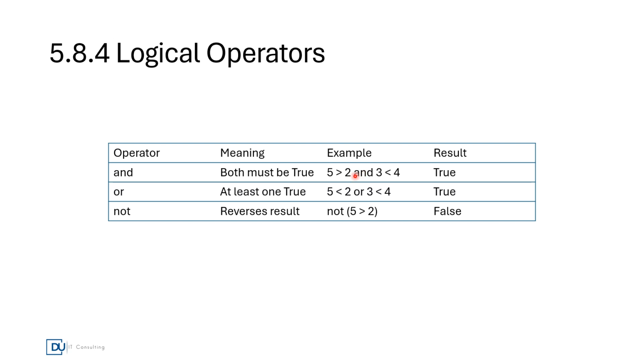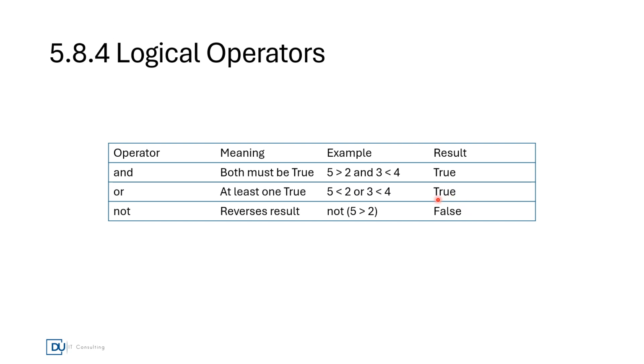So what happens here is 5 greater than 2 is checked, which is true. 3 less than 4 is checked, which is true. Now true and true is checked. So both of them are true, the result is true. Similarly, whenever OR is used, any one of the results should be true. Is 5 less than 2? False. Is 3 less than 4? True. So false or true we have a result true because one of them is true.